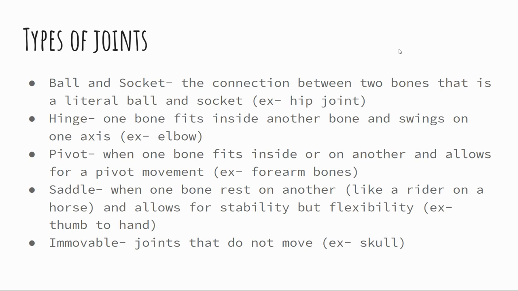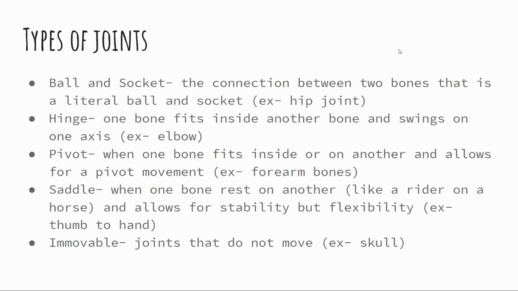And then the last one, the one that's often forgotten because it's not movable. When we think about joints, we think about being able to move joints. You have immovable joints. These are joints that do not move. An example are the joints in your skull. There are different bones that make up your skull. They have joints, but they're immovable.